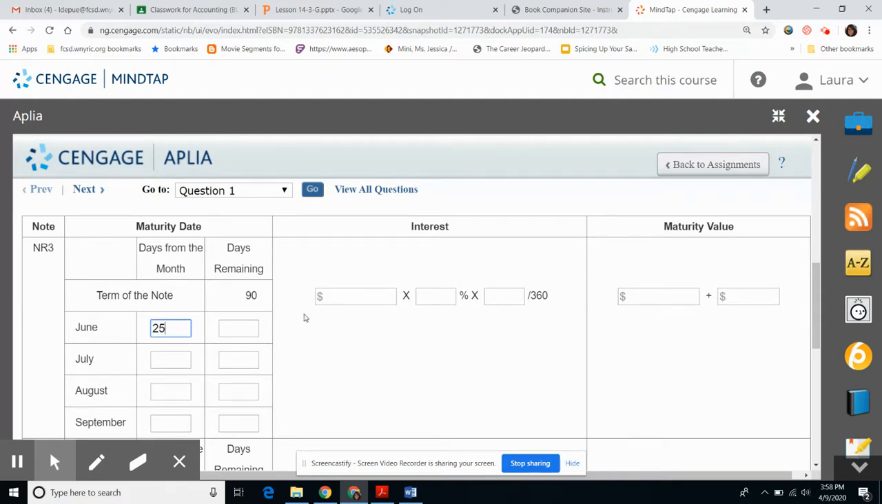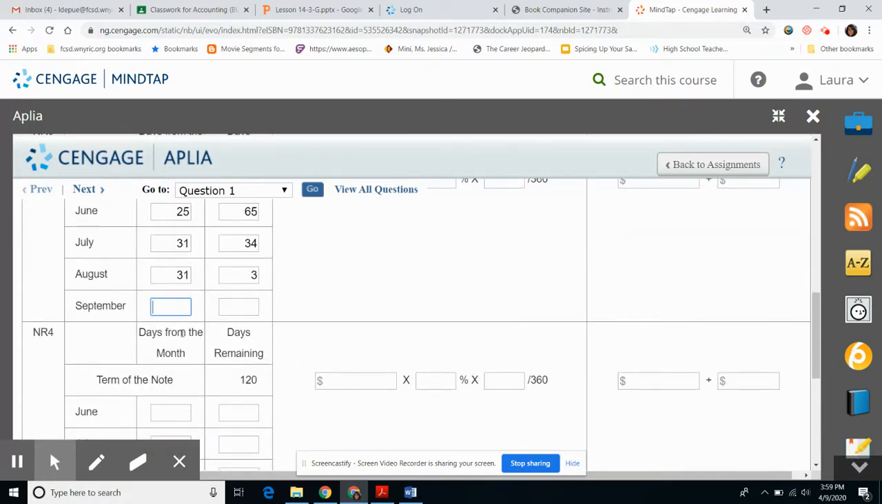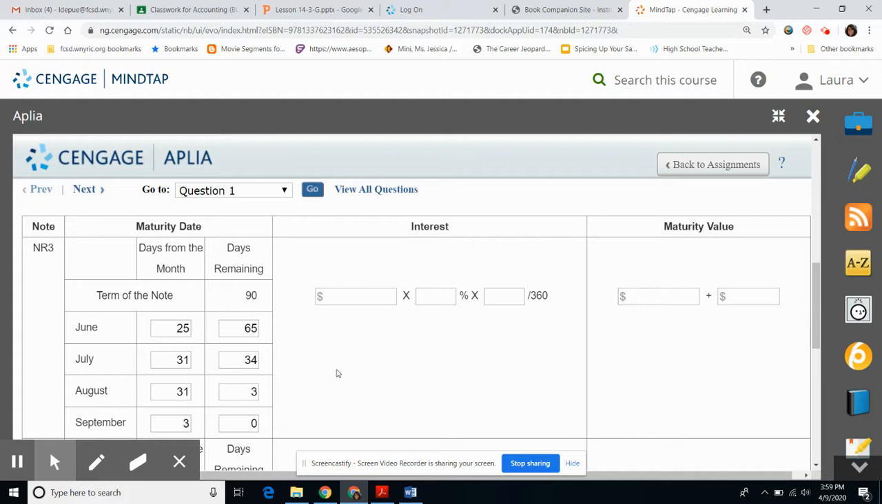Beginning with 90 days, we subtract the 25 days to find out how many days are remaining. So 90 minus 25 is 65 days left. In July, there's 31 days, so we put the 31 there. We take the 65 days and subtract the 31 for July, and the remaining is 34. August also has 31 days. Same steps here: take the 34 that are remaining, subtract the 31 days in August, and we have 3. That means we only have 3 left for September, so we put the 3 here and get that down to 0. So this is just calculating the days remaining.